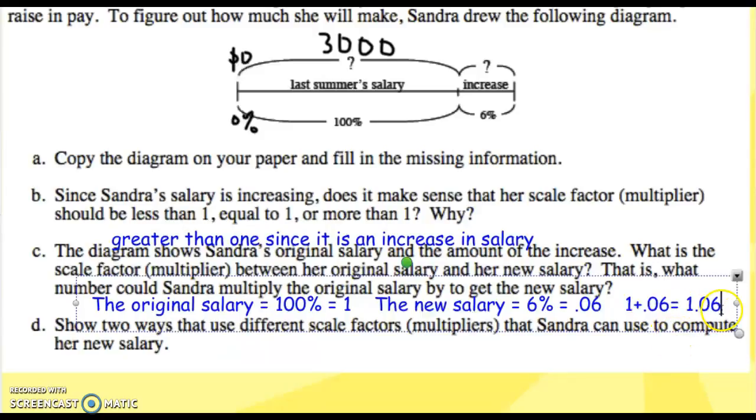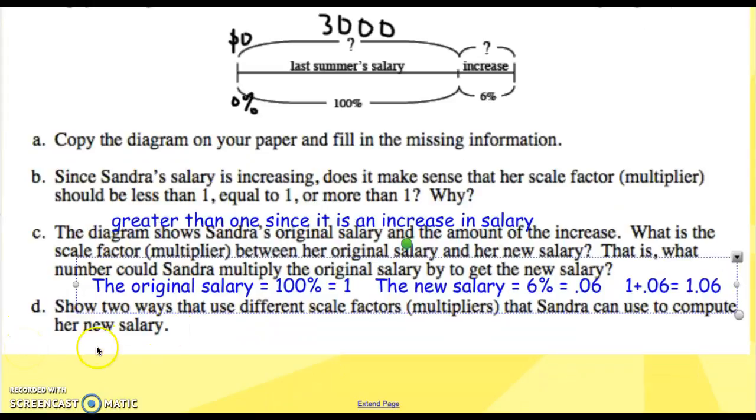So 1.06 times 3,000 will get me the new amount. And I know 1 times 3,000 is 3,000, so that 0.06 more will be the increase added upon the $3,000. D says show 2 ways that you could use different scale factors or multipliers that Sandra can use to compute her new salary. For this, I'd like you to pause the video and try it on your own. When you're done, you can play the video again and I'll show you my 2 answers.